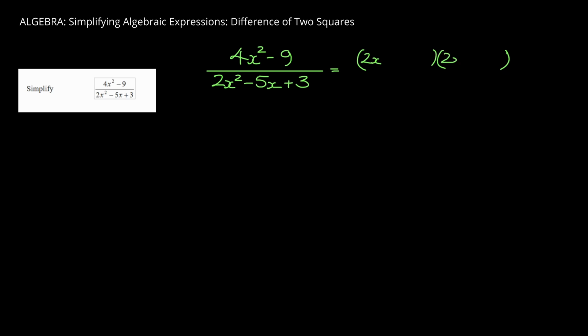2x and 2x, and the square root of 9, 3, and 3. And because we need to generate negative 9 here, one of these is a plus and one of these is a minus. Let's check the results. Yep, 4x squared, negative 9.